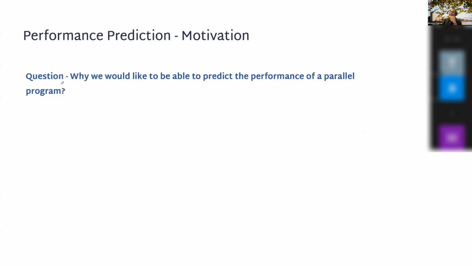So let me ask you this question now. Why would we like to be able to predict the performance of a parallel program without implementing it? Why do we really want to do that? What's the benefit? We probably want to know if it's viable to do the parallelism before we start it. Yeah, but why don't we just implement the parallel program and then measure the performance? Why do we want to predict it, even theoretically or with some approximations, to know that beforehand?